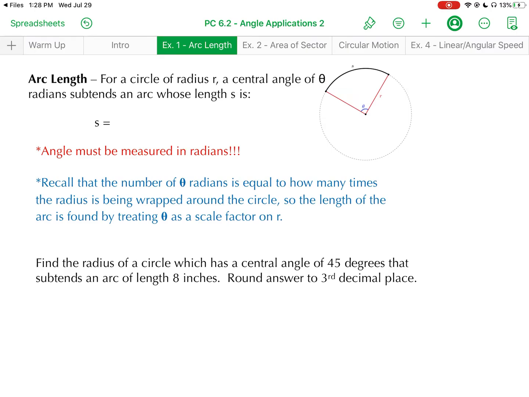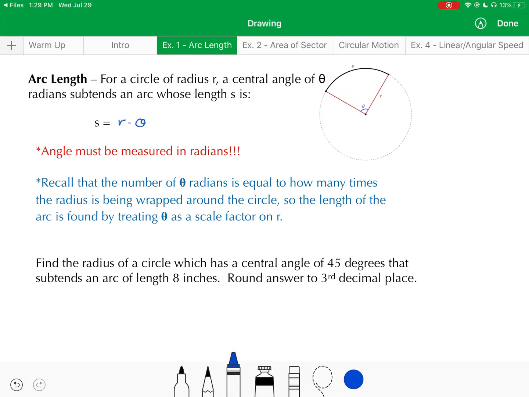We know that if we take an angle and we think of it as a central angle that is subtending the edge of a circle, that creates an arc, right? The length of that arc we're going to designate with the letter S, okay? So in general, for a circle of radius r with a central angle of theta radians subtending an arc whose length is S, we can find that length with the formula S equals r times theta, where theta has to be an angle measured in radians.